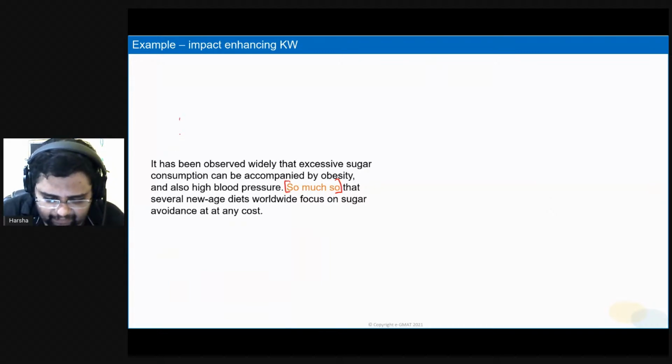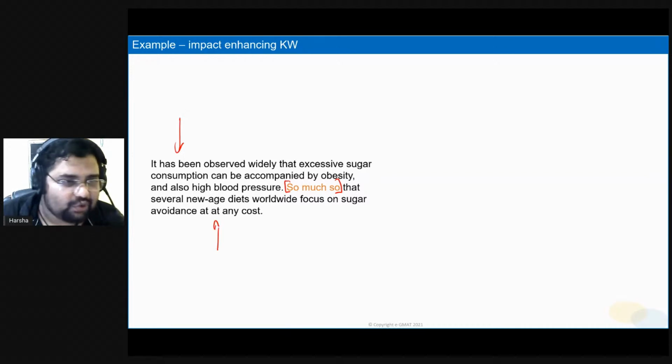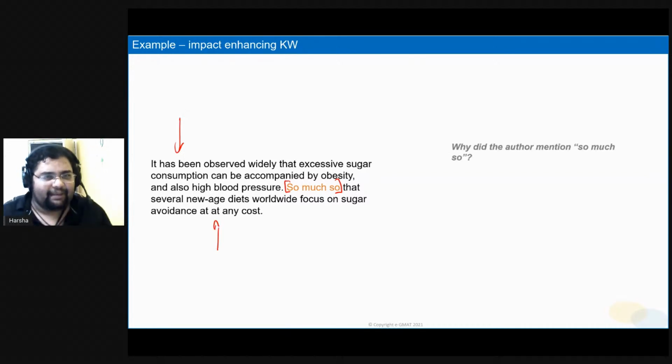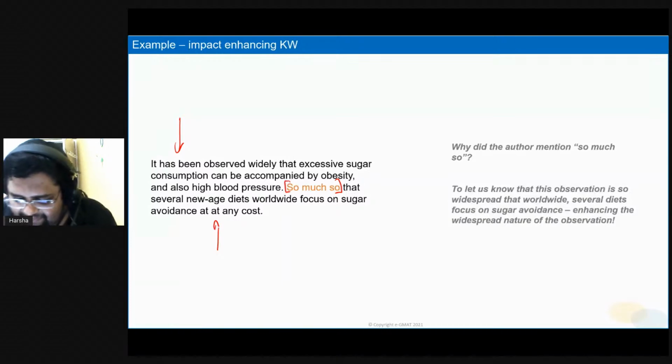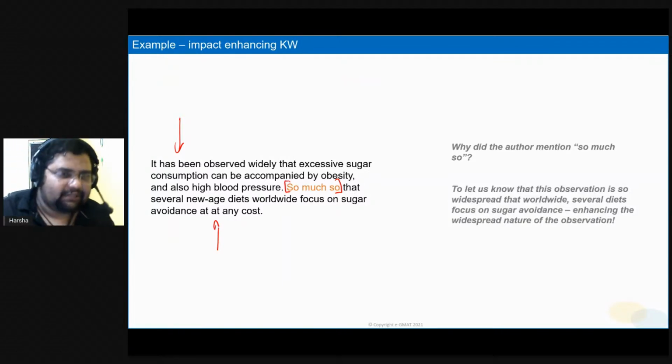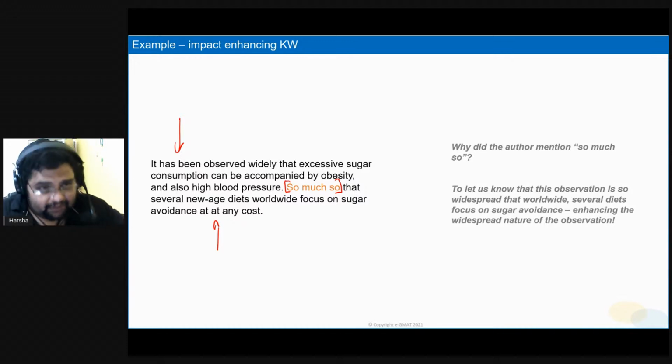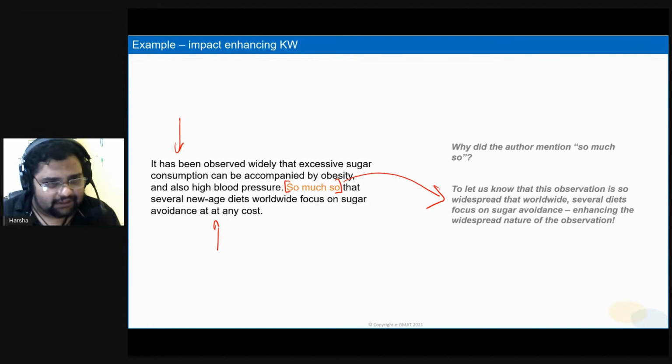In the same passage we also have this other keyword, so much so. It's what we call an emphasis or impact enhancing keyword. So it has been observed widely that excessive sugar consumption can be accompanied by obesity, etc. So much so, it has been observed to such an extent that several new age diets worldwide focus on sugar avoidance at any cost. So you guys can go through this later. Fundamentally, this is another keyword. This is one more of the types that we discussed in the concept phase.